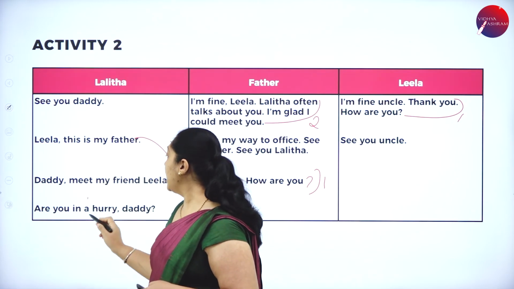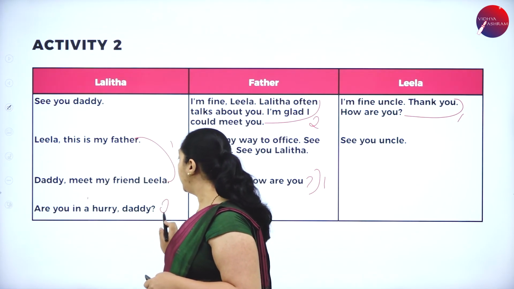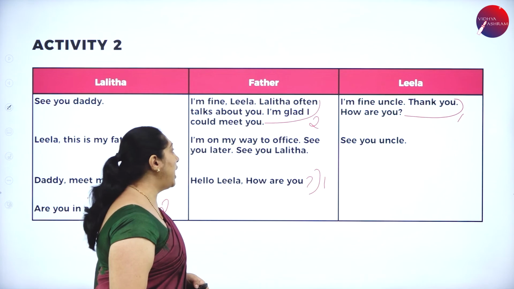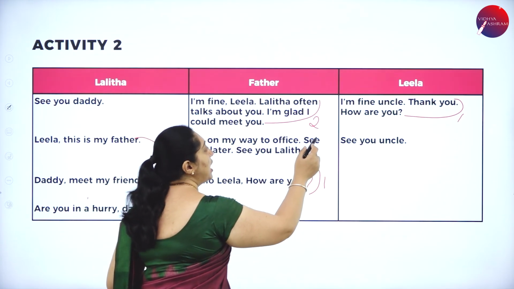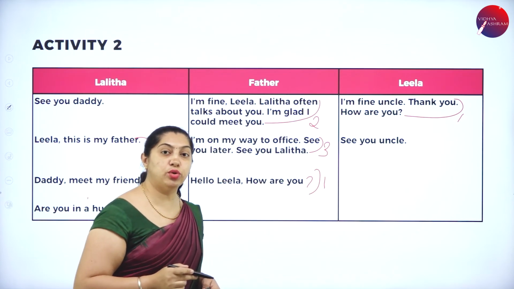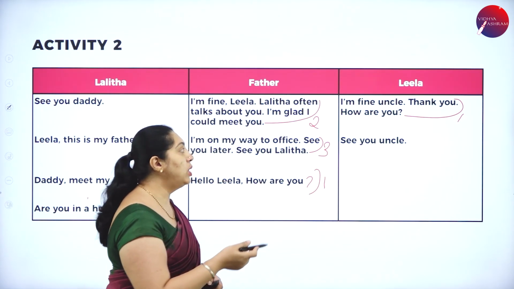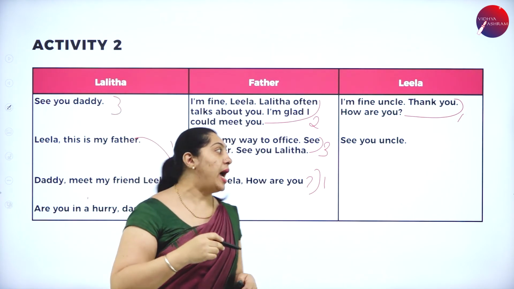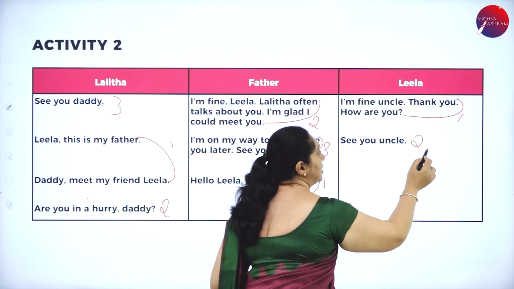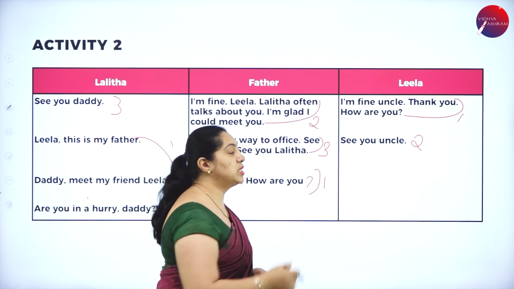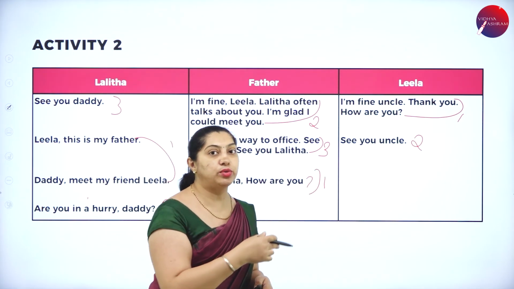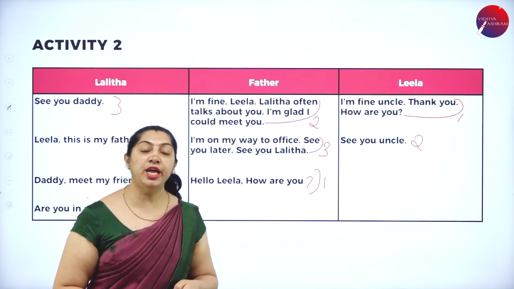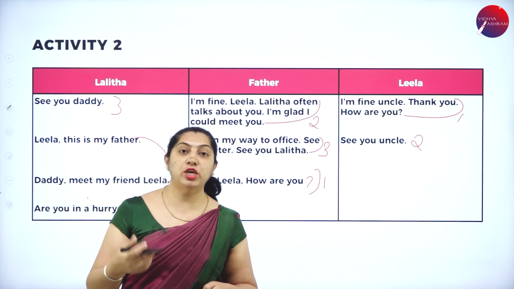Now Lalita is asking, "Are you in a hurry, Dad?" This is conversation 2. So he says, "I'm on my way to office. See you later. See you, Lalita." So he says he's on his way to office. He's in a hurry to go to office. So he says, see you, Lalita. So she says, "See you, Dad." This is conversation 3. And next, Leela says, "See you, uncle." This is conversation 2. Why is it conversation 2? Because there are only 2 dialogues. Here in these 2 columns, there are 3 conversations, but there it is only 2. This is how you have to match the conversation.